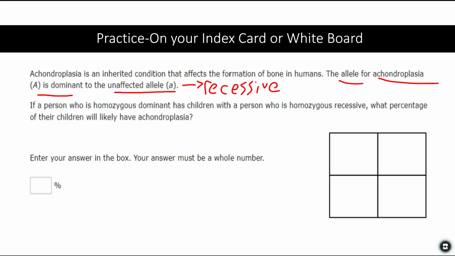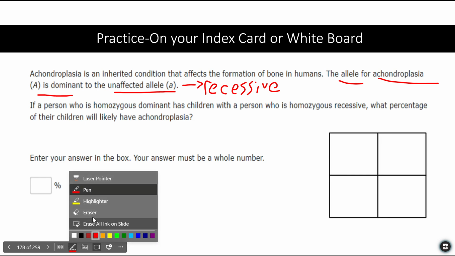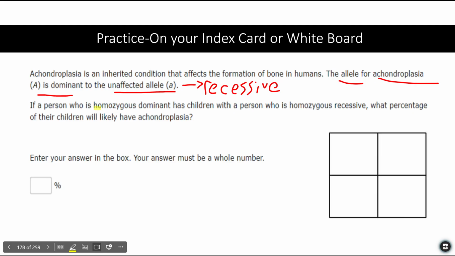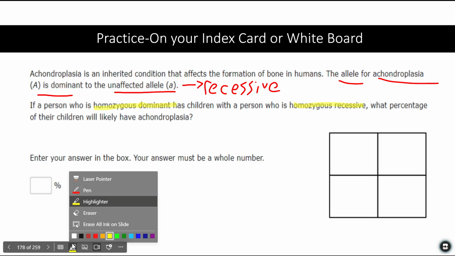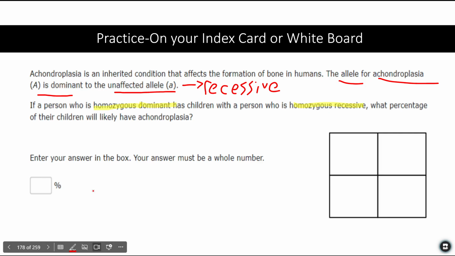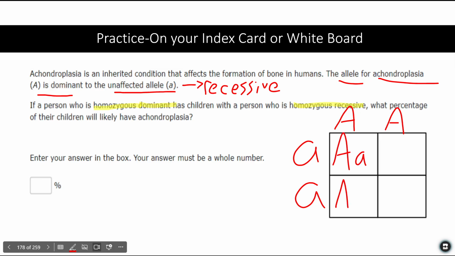If a person who is homozygous dominant has children with a person who is homozygous recessive, what percentage of children will likely have achondroplasia? This question is asking you to remember two words here: homozygous dominant and homozygous recessive. Homozygous means same, dominant means capital. So we have two of the same capital. Homozygous means same, recessive means lowercase. So two lowercase. So these boxes will now cross.